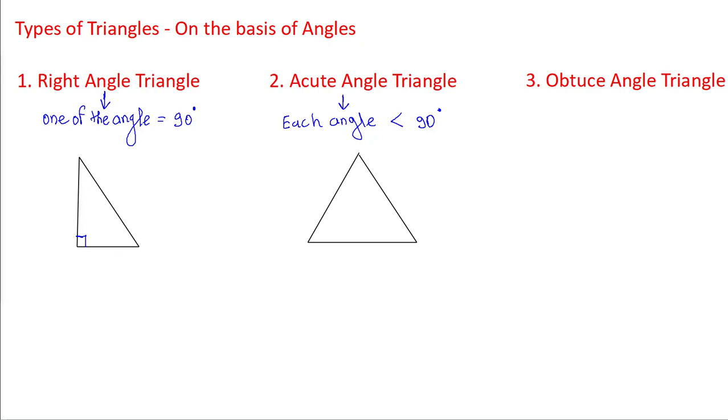Okay, now obtuse angle triangle. Obtuse angle triangle is a triangle in which one of the angle is greater than 90 degree. Okay, let me draw this. So obtuse angle triangle looks like this.